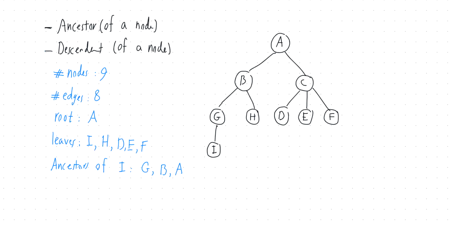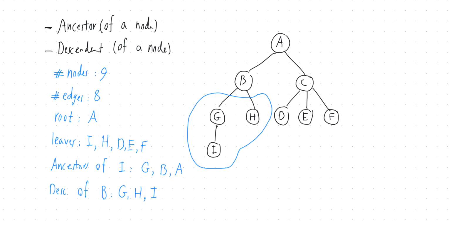And if you want to talk about, say, descendants of, for example, B, then that would be the children of B, which means G and H, and their children, which means I, right? So everything below B will be its descendant. Its children, the children of the children, or grandchildren, and then great grandchildren, and all of that. Right. So that's the definition of ancestors and descendants in a tree. Again, very similar to a family tree.